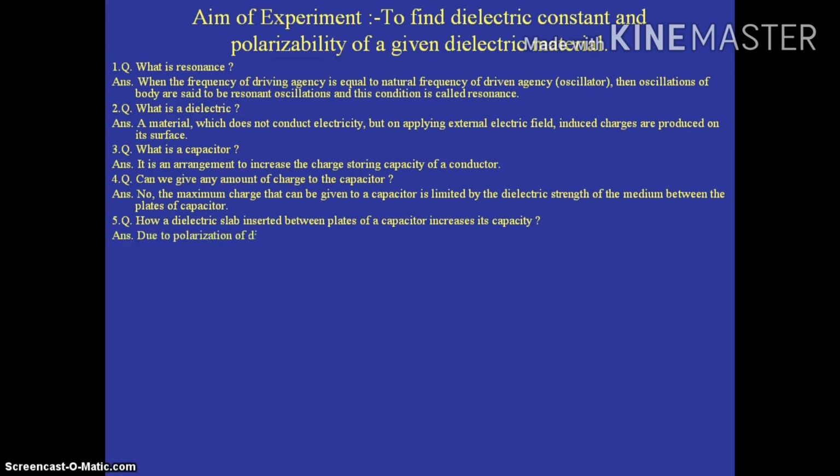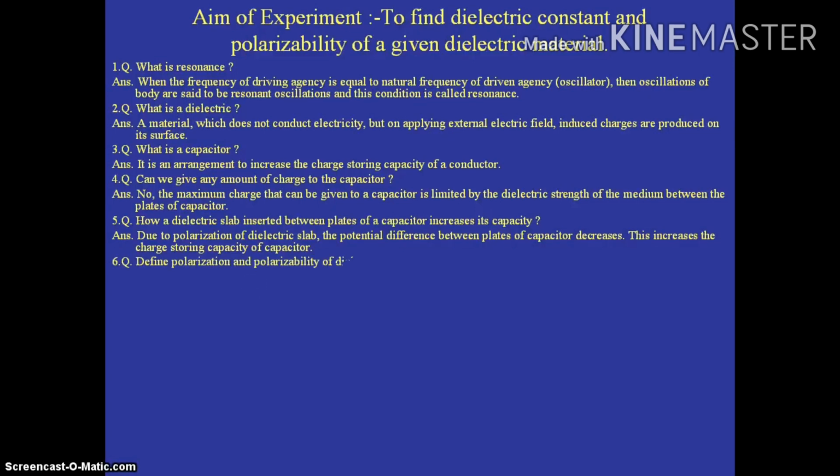How a dielectric slab increases its capacity? That is, in dielectric slab, the polarization takes place. If polarization takes place, the opposite charges appears on the faces of the dielectric slab. So the potential difference between the plates of a capacitor decreases. This increase in the charge storing capacity of the capacitor, we can say.